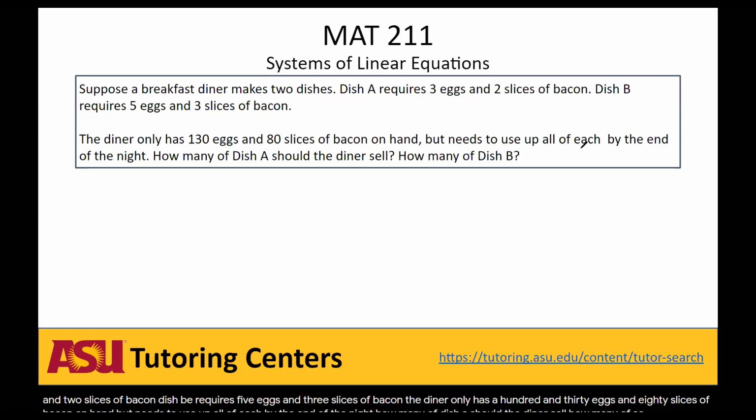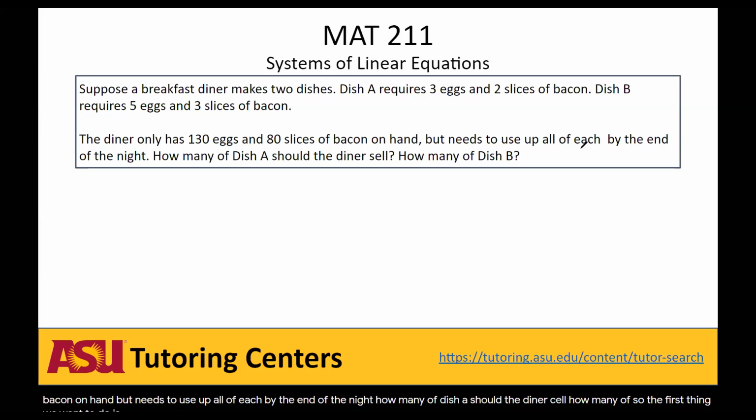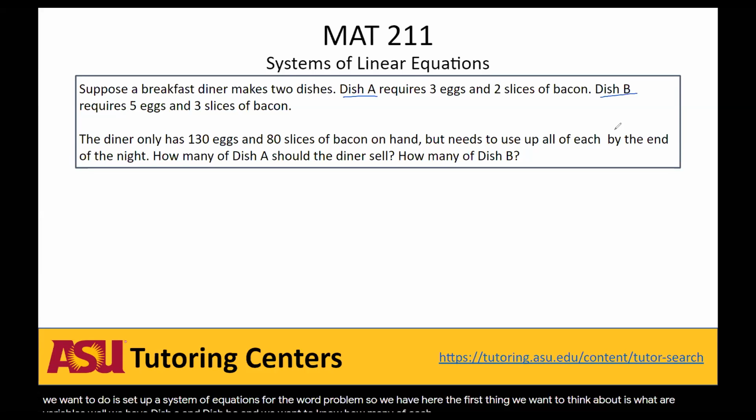So, the first thing we want to do is set up a system of equations for the word problem. The first thing we want to think about is what are our variables? Well, we have dish A and dish B, and we want to know how many of each we should make. So these should be our variables. So we'll call dish A, just for shorthand, A. And we'll call dish B, B.